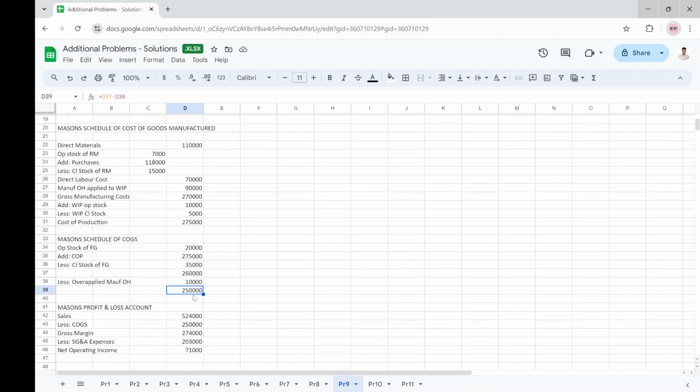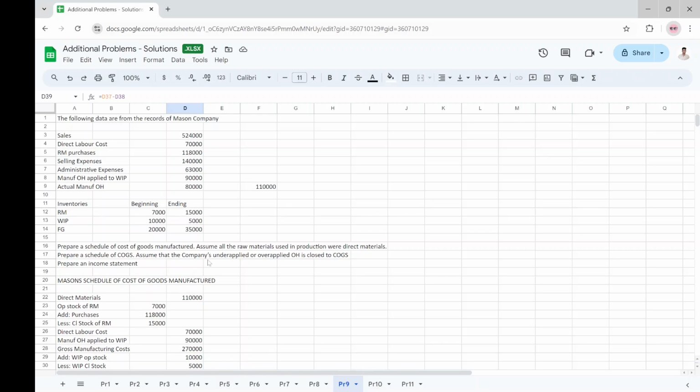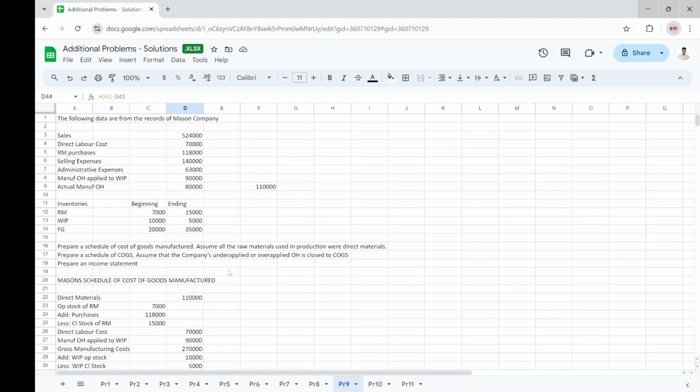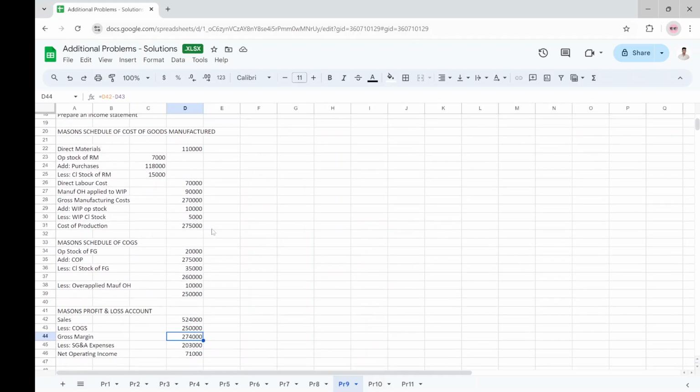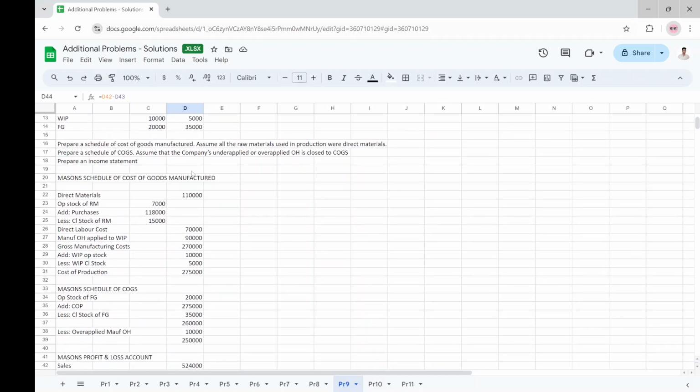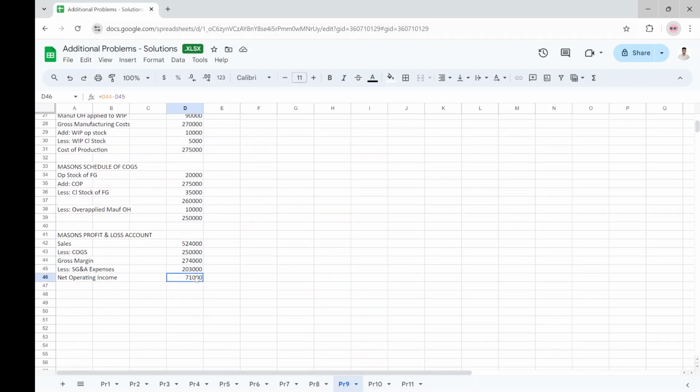And profit and loss account: sales minus COGS, you will get gross margin. SG and A is given as 20,300. It is basically selling expense and admin expense, and you will get net operating income.